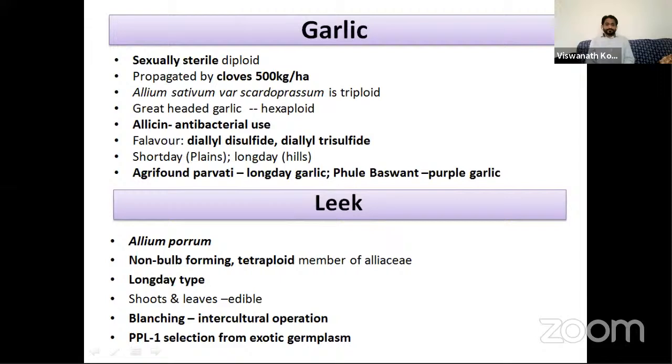What is blanching? We have to cover the young shoots and leaves of the leek with brown paper or any other paper to prevent exposure to sunlight, so that the shoots and leaves remain tender, and the flavour and pungency will be retained. So blanching is an important intercultural operation. In case of Brussels sprout, the important intercultural operation is cropping, removal of the apical portion. In case of leek, it is blanching. PPL1 is a selection from exotic germplasm, that is the variety of leek.